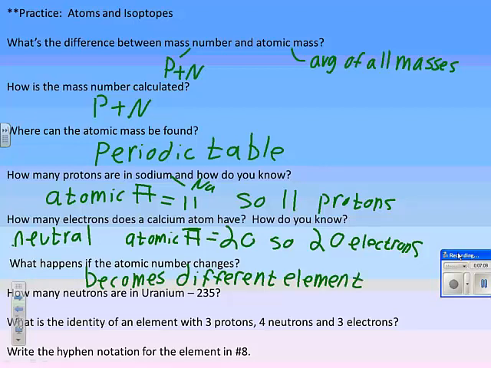Okay. How many neutrons are in uranium-235? Remember, 235 is the mass number. This is protons plus neutrons. If we look at uranium on the periodic table, it's kind of hard to find. It's number 92. So that's how many protons we have. We do 235 minus the number of protons to equal the number of neutrons. So it equals 143 neutrons.